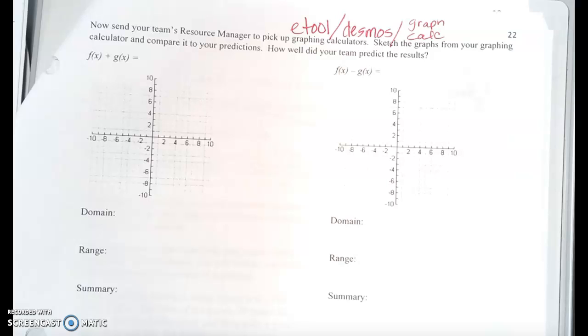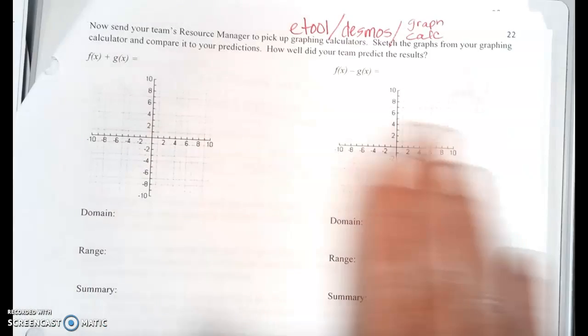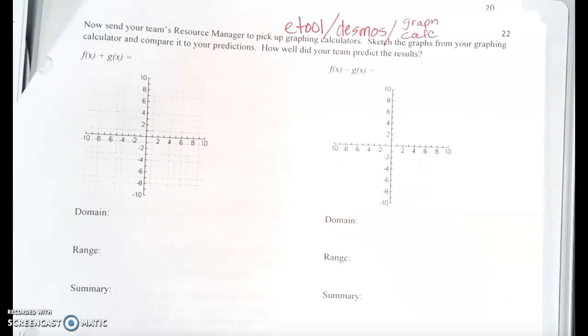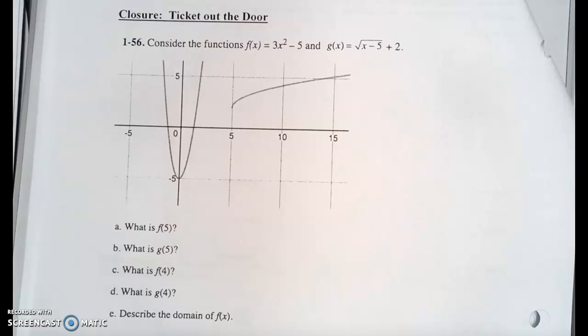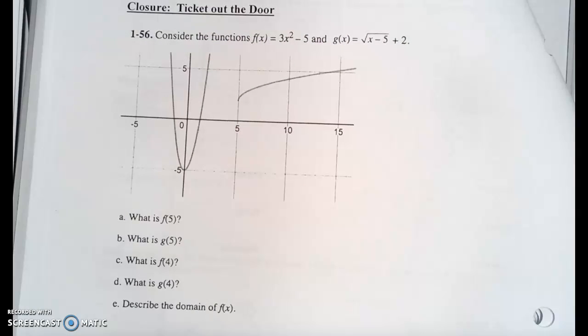So in your summary, you're going to say, we were spot on. We got it perfectly correct. Or we weren't anywhere close. It's fine. Doesn't matter. Okay? The domain and range, if you need help with domain and range, raise your hand and call me over to your group. But hopefully at least one person in your group knows how to do that. So you've got add, subtract, multiply, divide. And then the last thing for today is the closure on page, I think it's 23. Okay? Any questions?